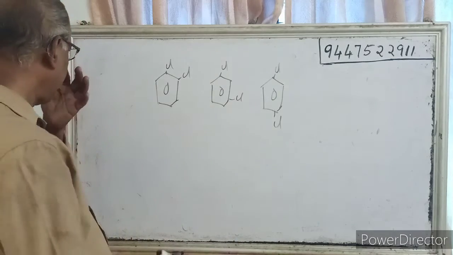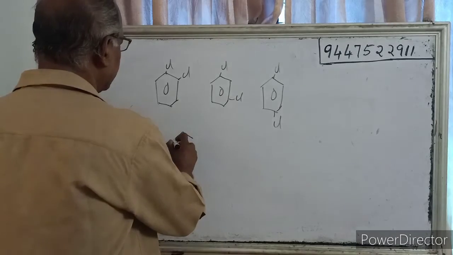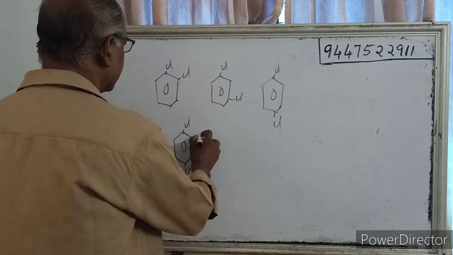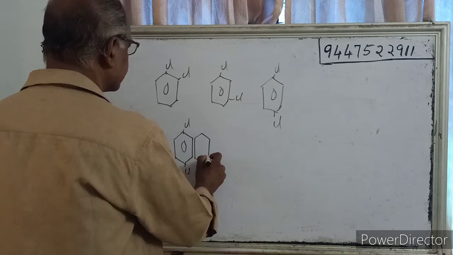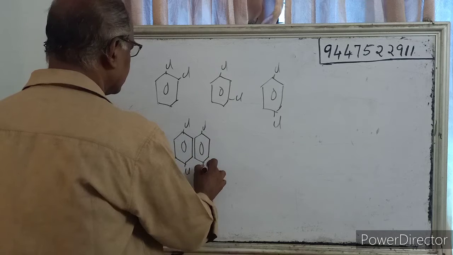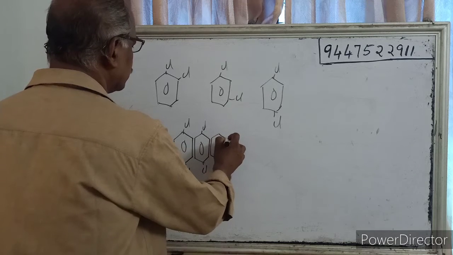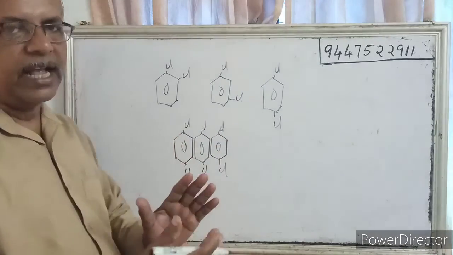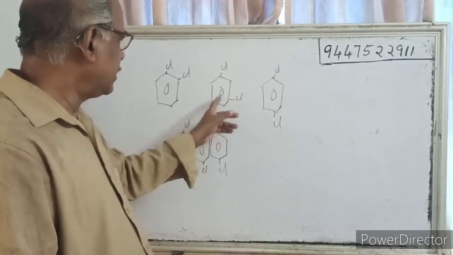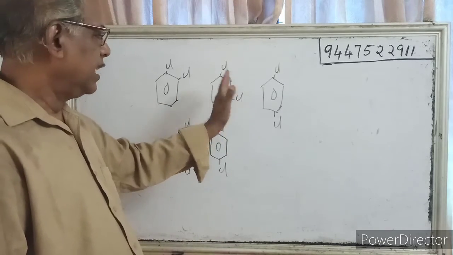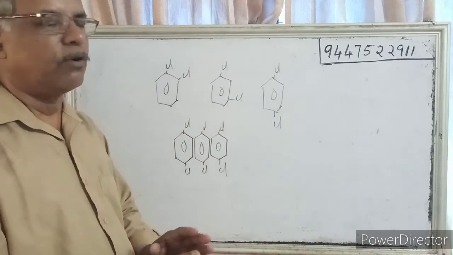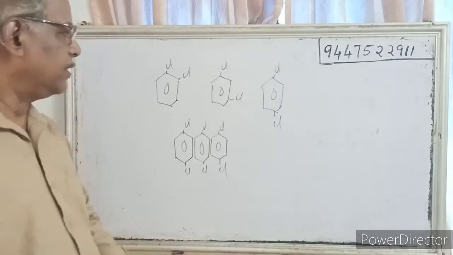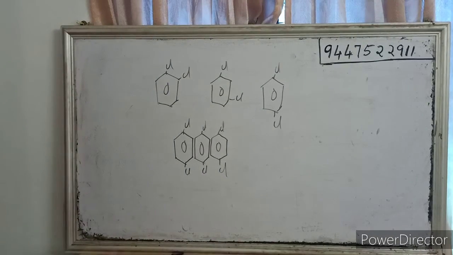The reason is, in the para form, it is due to the symmetry of the molecule that the molecules can be very closely packed, like this. So due to the symmetry of the molecule, para-dichlorobenzene can be very closely packed. As a result, the melting point will be higher. But in the case of ortho and meta, the chlorine atom will repel the other molecules, so they cannot be closely packed. Only para-dichlorobenzene can be closely packed, so its melting point will be high when compared with ortho and meta.